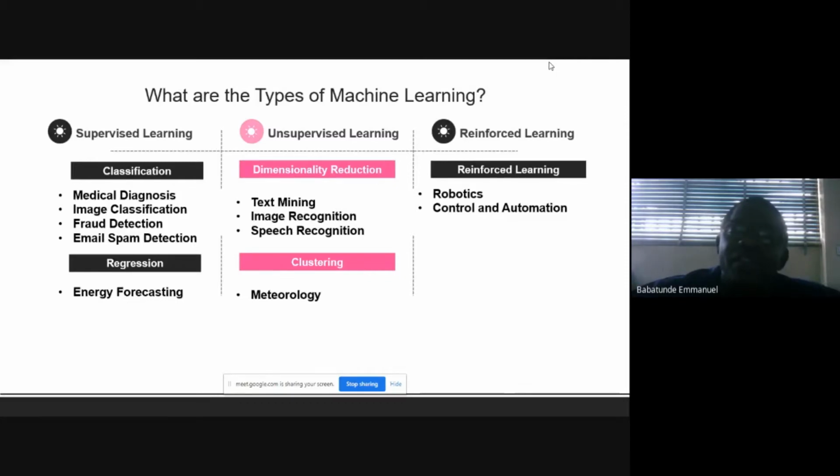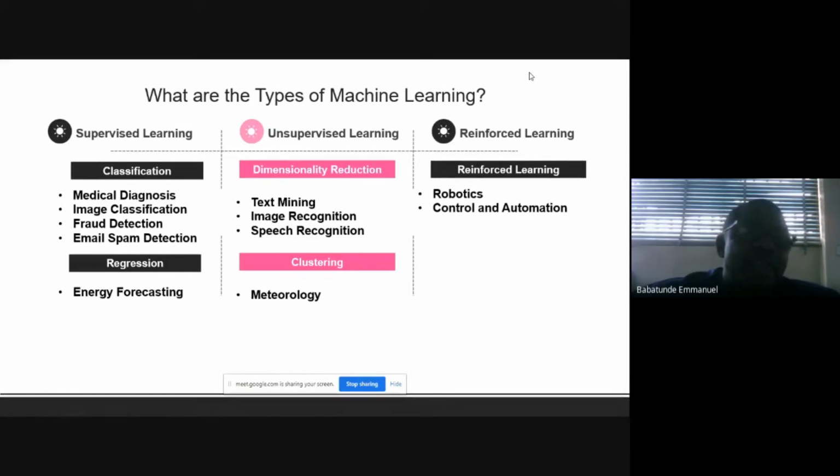Reinforced learning, on the other hand, involves data that has not been labeled, but only a few of the data is labeled, and you are expected to figure out the rest of the labels of the data.